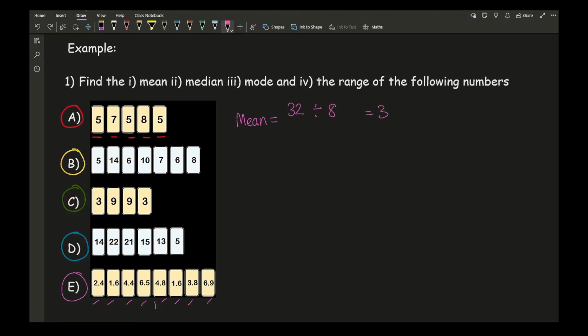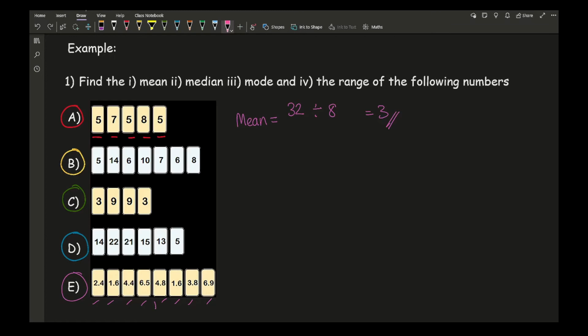Now, one way of checking to make sure you've done the answers correctly is that your mean, your mode, and your median should all be numbers within the smallest number and the largest number. So, for example, with any of these questions, any of your averages will never be more than your biggest number, or smaller than the smallest number in your list.